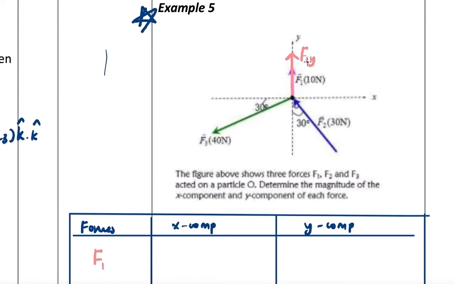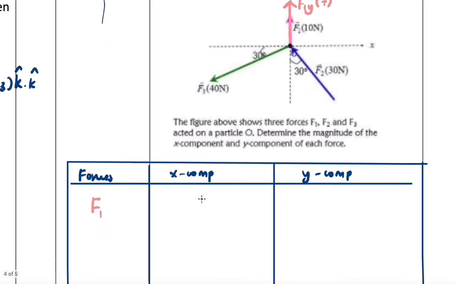Okay, bila dah lukis, then kita check sama ada adalah positif atau negatif. Since it's going upwards, so it's positive. Okay, and nilai dia adalah 10 Newton. So x component kita adalah 0, and y component kita adalah F1y akan sama dengan F1, dan dia adalah positif. Okay, so kita akan masukkan teruslah, equals to 10 Newton. Okay, dah siap untuk satu.